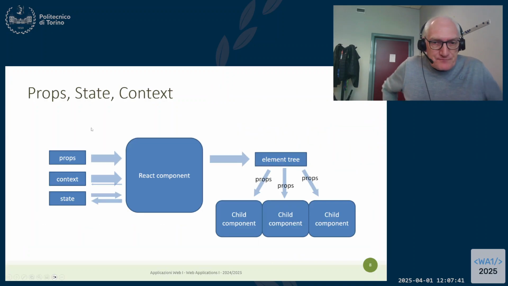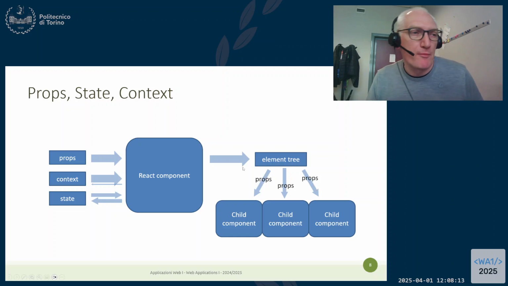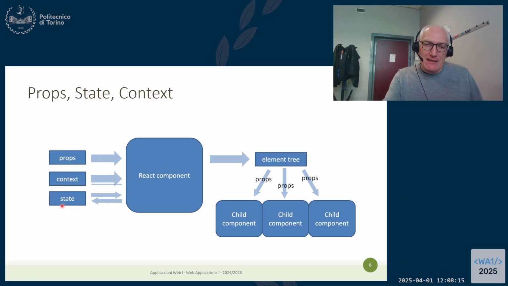Let's start from state. Okay, so this is the general view of a React component. A component right now, we know that it can receive some props, can return some element tree made of children, and each child may receive some props. So the part of props we already know about. We receive some props, we do some logic, and we return one or more children, and we can pass properties down to these children. That's what we've done up to the moment. Now we are adding one block, the state.